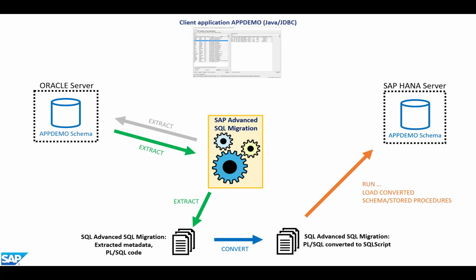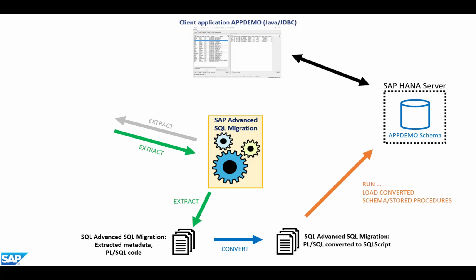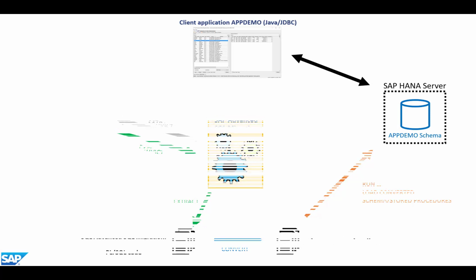The application is disconnected from Oracle and actual data is extracted from the Oracle database tables and loaded into the SAP HANA database tables. Finally, the application connects to the SAP HANA database. The application is demonstrated to work exactly the same as in Oracle.